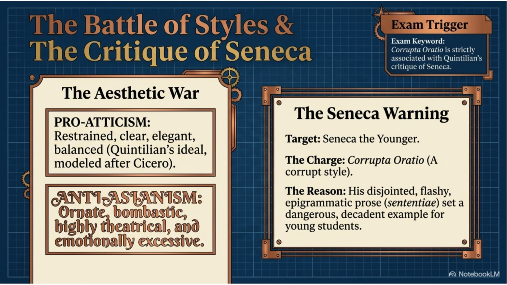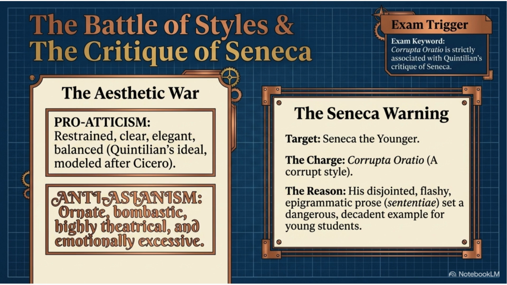And finally, remember, Corrupter Oratio is Quintilian's criticism of Seneca's rhetorical style. Conclusion. The central message of this slide is that Quintilian believed true eloquence depends on disciplined expression rather than excessive ornamentation. He strongly supported the Attic style, inspired by Cicero, because it valued clarity, balance, elegance, and logical organization.